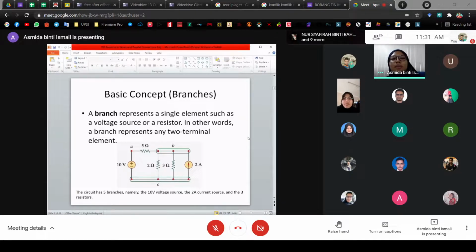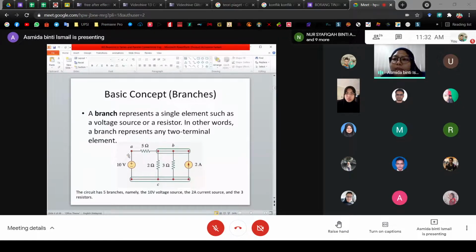Okay, this is the branches. A branch represent a single element such as a voltage source or a resistor. In other words, a branch represent any two terminal element. So this circuit have a 5 branch, where this is the first branch, and then this is the second branch, this is the third branch, and this fourth, this is the fifth one. So the circuit have a 5 branches, namely the 10 volt voltage source here, the 2 ampere current source here, and the 3 resistor.